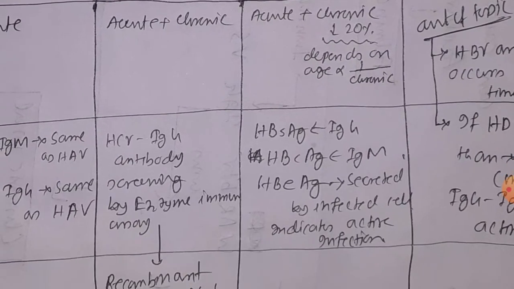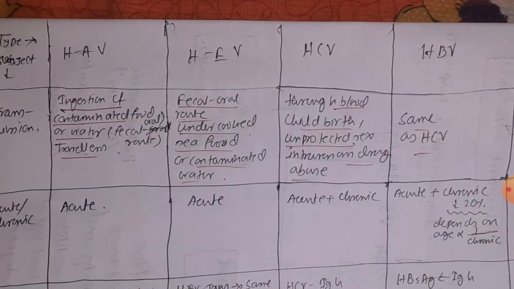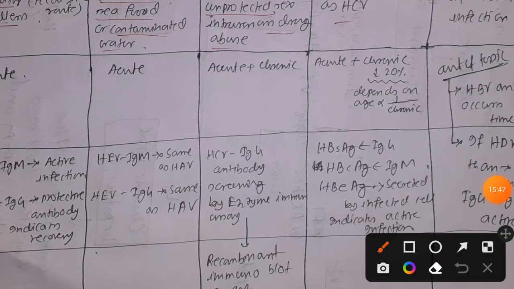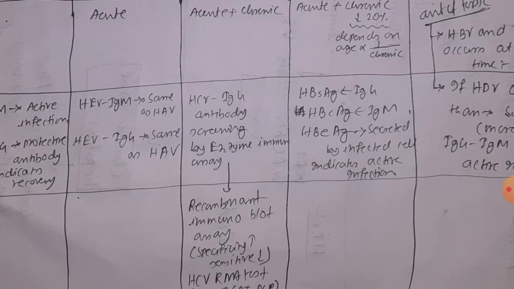In the case of HCV serology, IgG is important. This IgG is screened with the help of enzyme immunoassay or recombinant immunoblot assay. But remember, the recombinant immunoblot assay helps us determine whether a person is infected with HCV more specifically than the enzyme immunoassay. But unfortunately the recombinant immunoblot is not as sensitive as the enzyme immunoassay is.